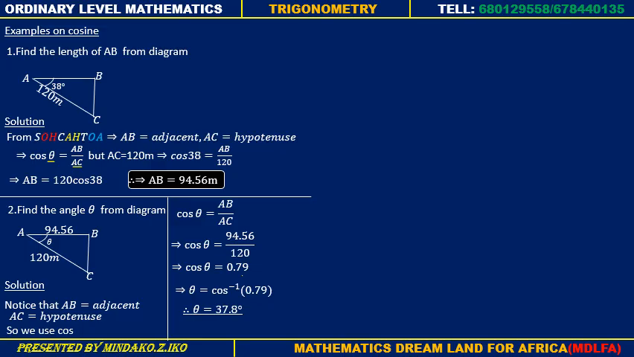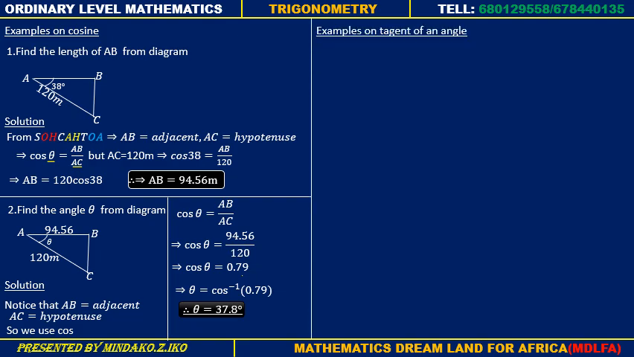It's because of the rounding up. This value is not actually 0.79, because I rounded it up. That is why it's actually closer to 38. So that is the value of theta. Okay, so let's continue.